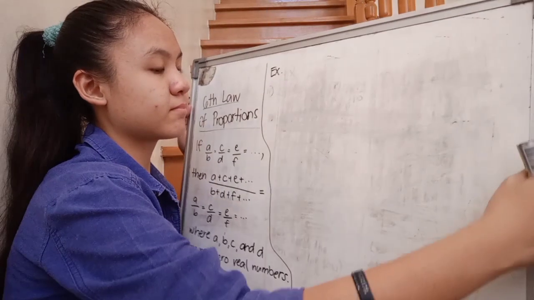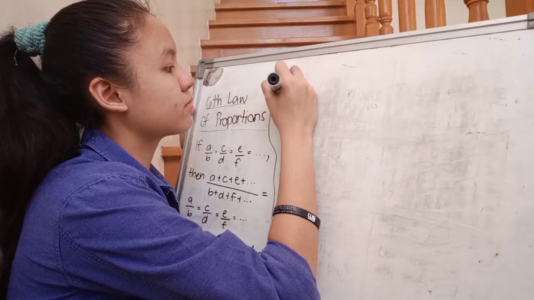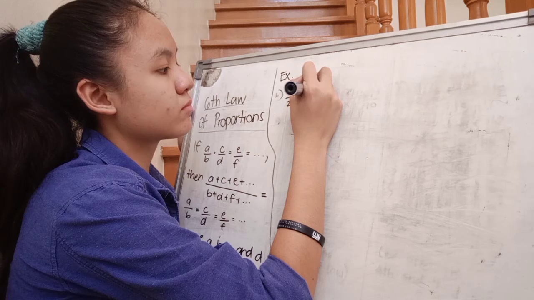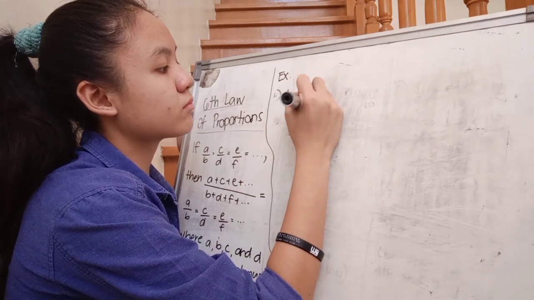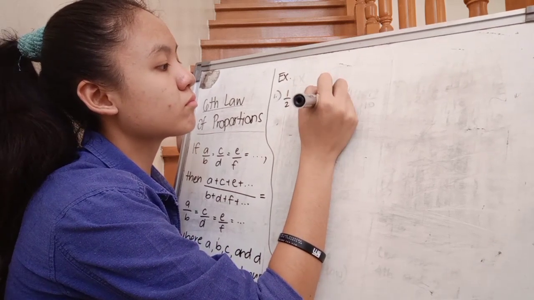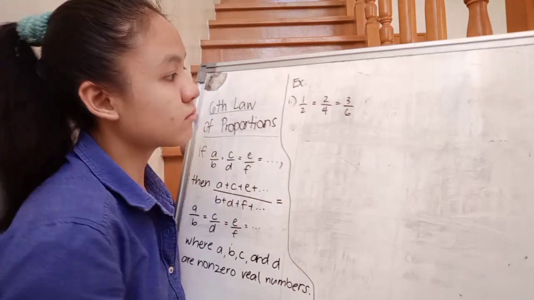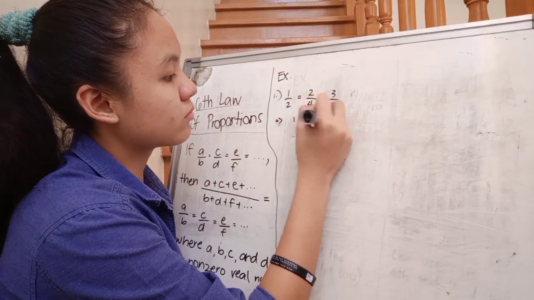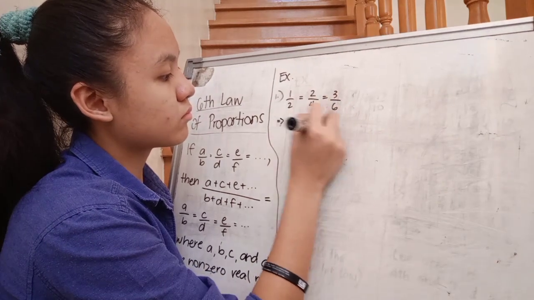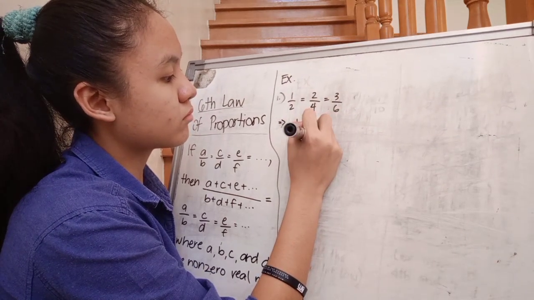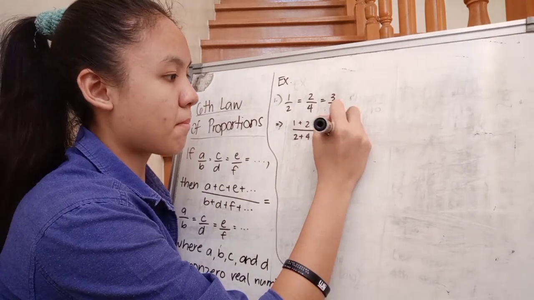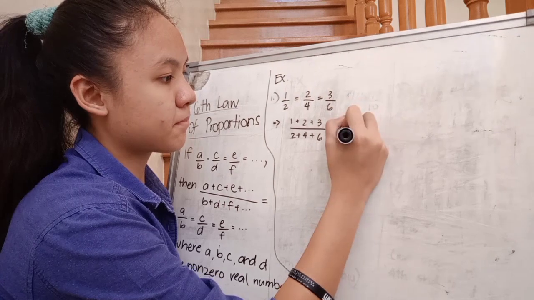In example, so our first example, 1/2 is equal to 2/4 is equal to 3/6. Using the sixth law, 1 plus 2 plus 3 over 2 plus 4 plus 6, which is 6/12.